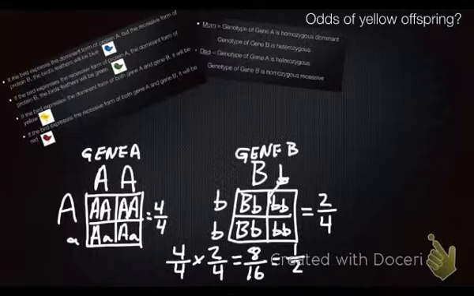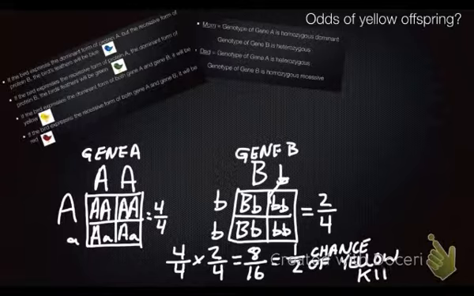And really what that half means is a 1/2 chance of yellow offspring. Yellow bird kids. So that's how we would work that problem.